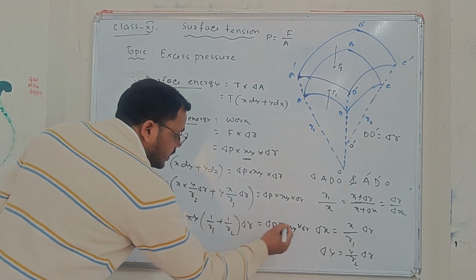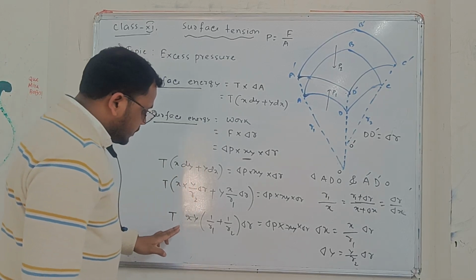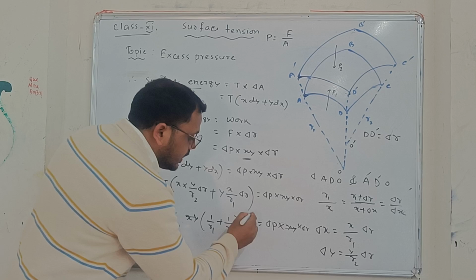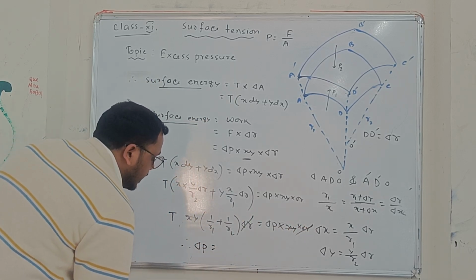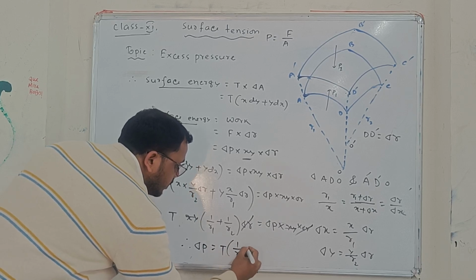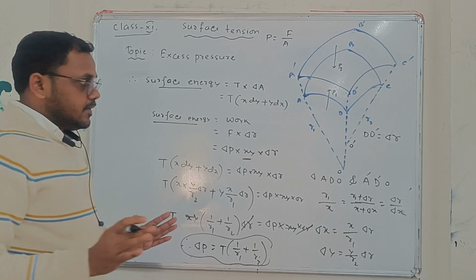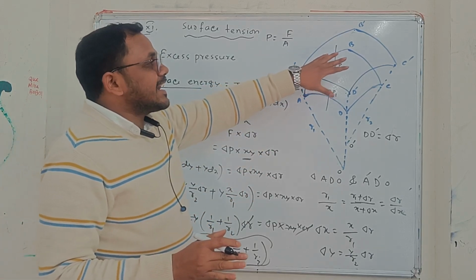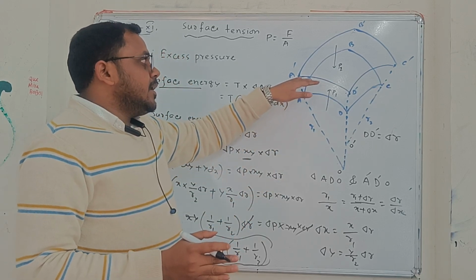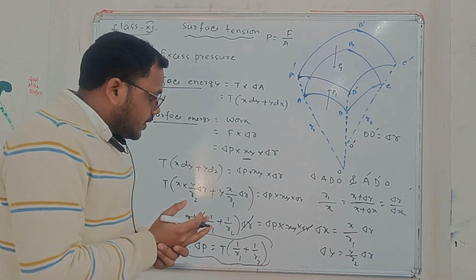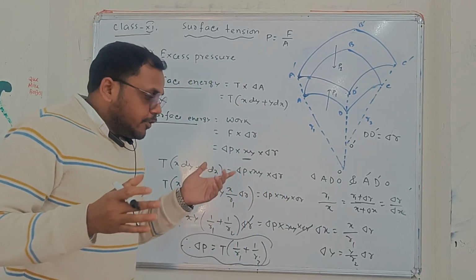Here xy on both sides is cancelled, and delta r is also cancelled. So finally we get the value of the excess pressure, that is del p, which will be t into 1 by r1 plus 1 by r2. So this is the general formula to find the excess pressure. Here we considered a random thin film that has no particular shape, where due to the excess pressure the area is increased. Now we see examples for different cases and apply this formula to find the excess pressure.